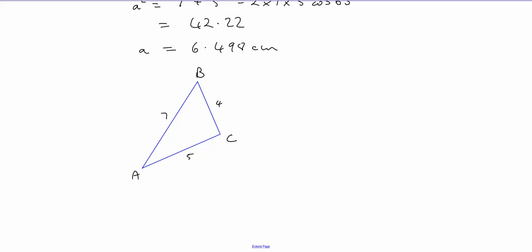In the case where we have 3 sides known and we want to find one of the angles, here we have this triangle here, sides are 4, 5 and 7. And suppose we want to find the largest angle. Well, the largest angle is opposite the largest side, so BA is the largest side, 7, and the opposite angle is C.